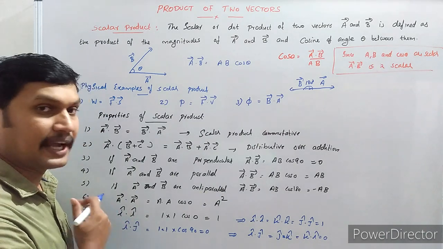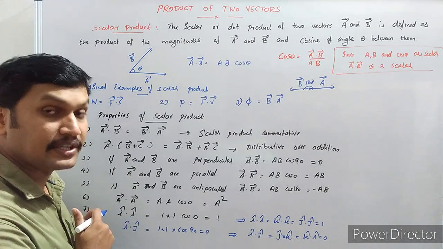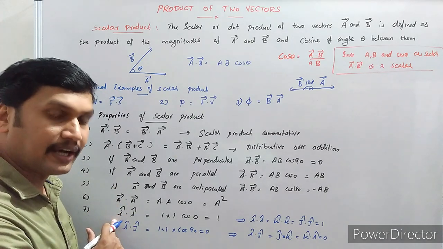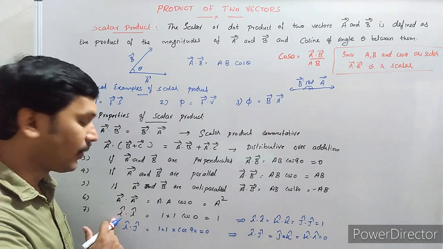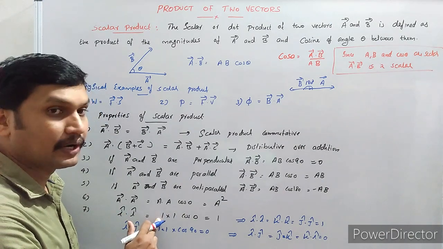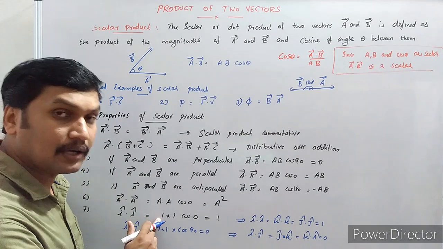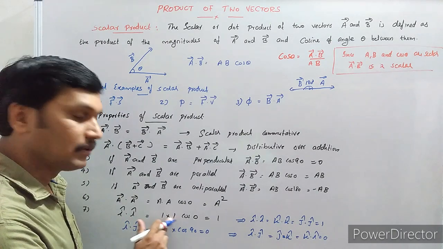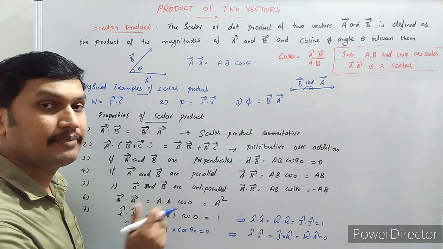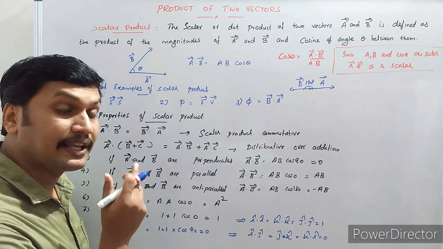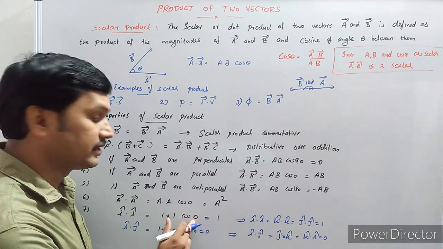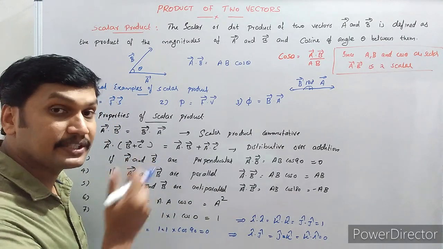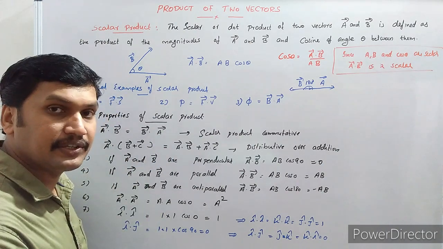Then I dot I. What is I? It is a unit vector along x-axis. So what is I dot I? I dot I is equal to the magnitude of I into magnitude of I. What is the magnitude of I? It's 1, because it is a unit vector along x-axis. So 1 into 1 into cos of the angle between them. The angle between them is 0, that is cos 0. So I dot I is equal to 1. Similarly, j dot j and k dot k are equal to 1.